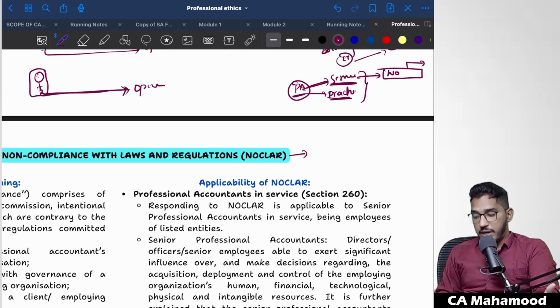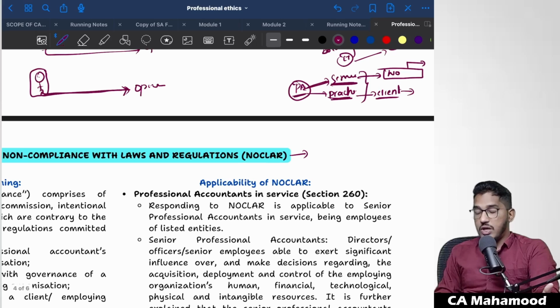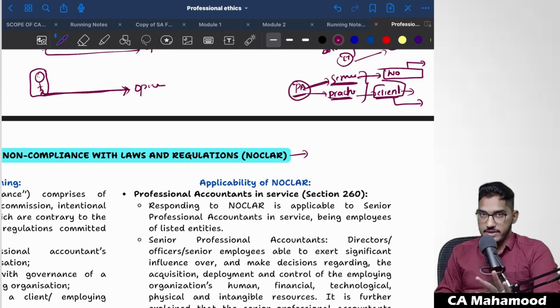Assume I'm a chartered accountant in practice. I'm doing some audit assignment. As a part of that audit assignment, I came to know that my client has violated some laws and regulations. My client did not do the compliances with the laws and regulations. Even as a professional accountant in practice, there is a responsibility on me to communicate this non-compliance with the appropriate parties within or outside the client's organization.